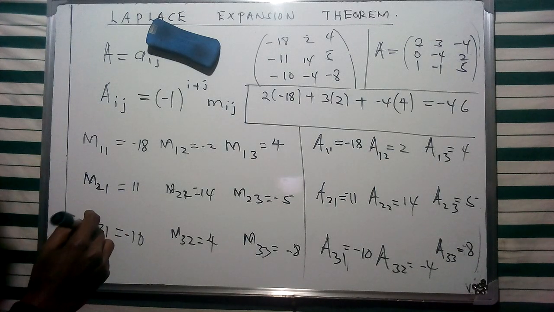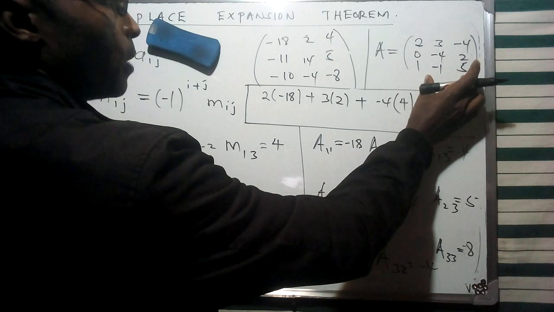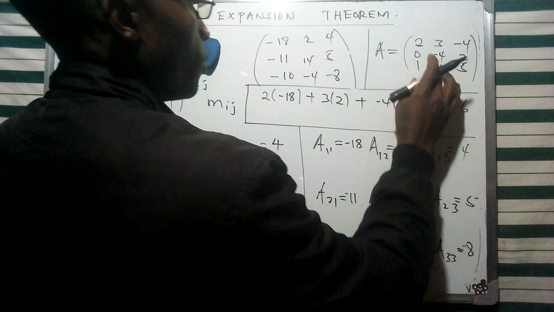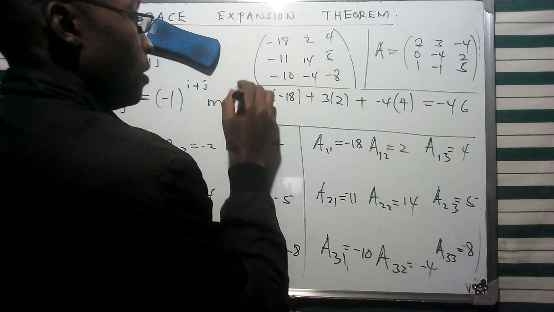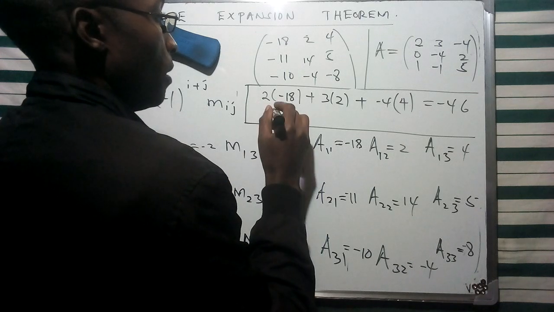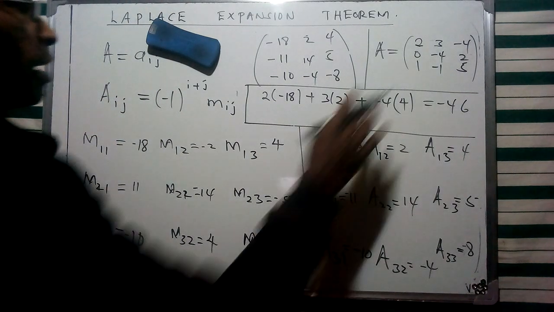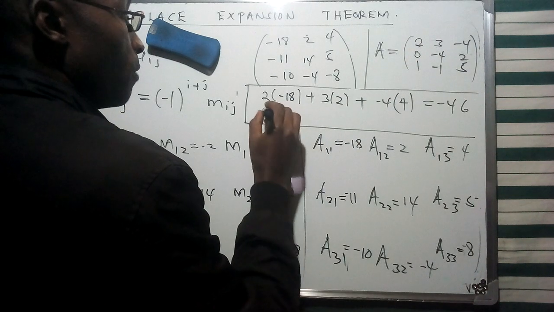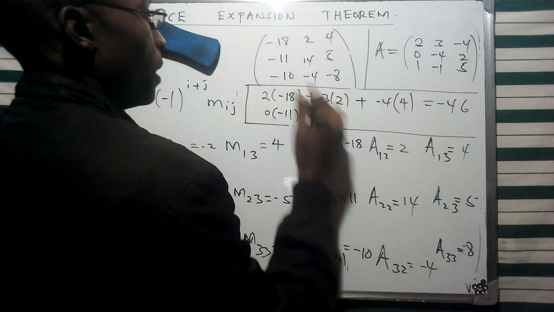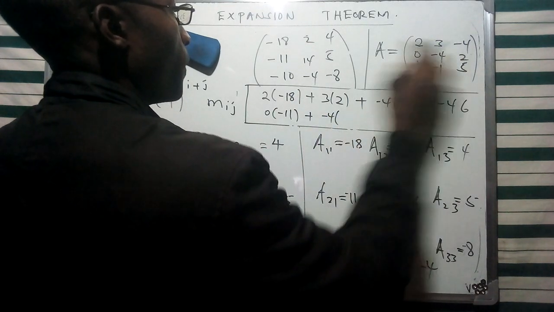So let's take the second column perhaps, or the third column together with the elements of the cofactors given as such. This is the first column. For the third column we're going to obtain this one, or perhaps we can still use the second column and have this one given in terms of 0 times negative 11, and then we're going to have this one as plus negative 4 times 14.